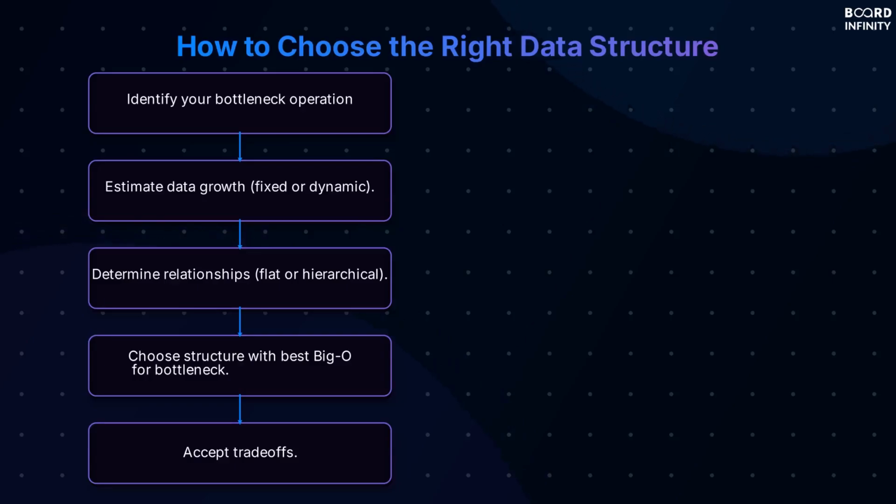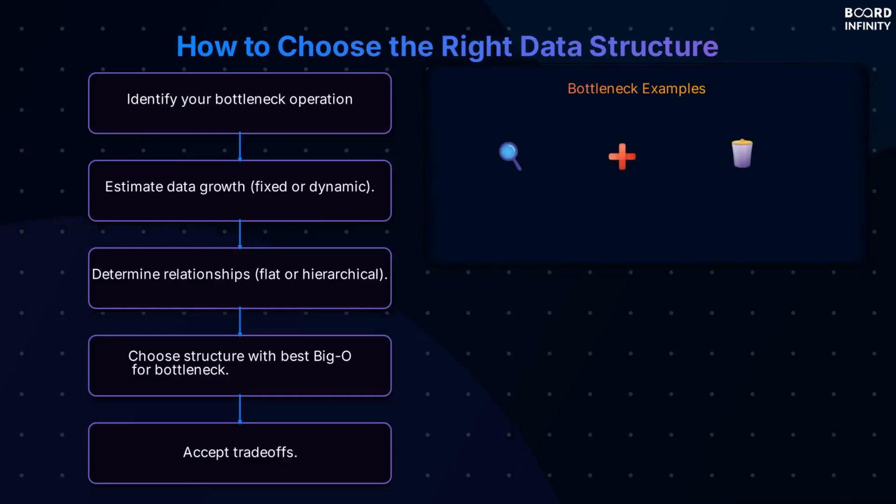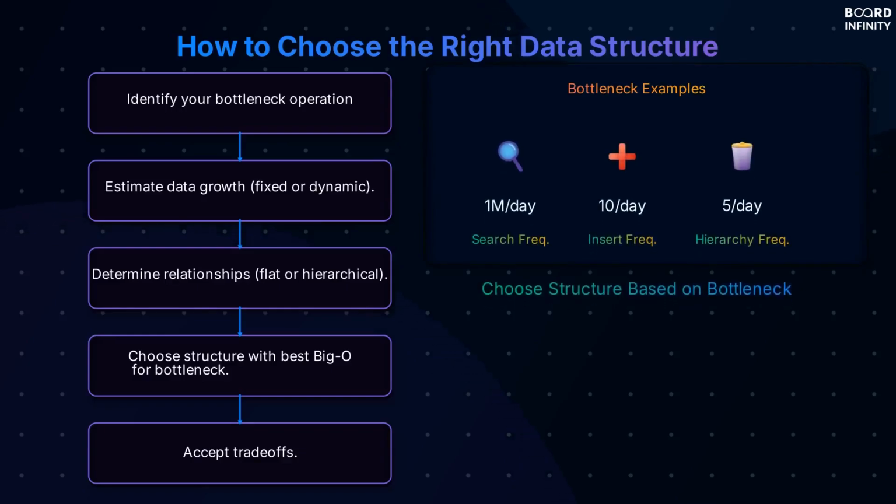Third, determine relationships. Is it flat or hierarchical? Linear structures are simple. Nonlinear are complex. Fourth, choose a structure where your bottleneck has the best Big O. If you search 1 million times but insert 10 times, optimize for search speed. Accept trade-offs. No structure is best at everything. The names of the structures change, but the decision process remains remarkably similar.